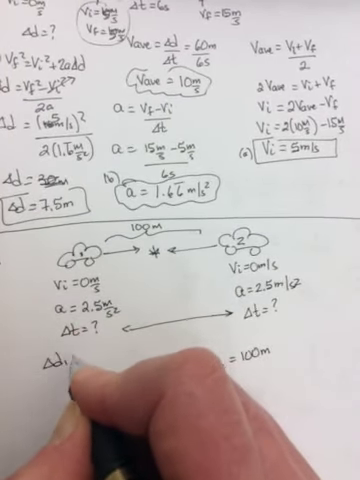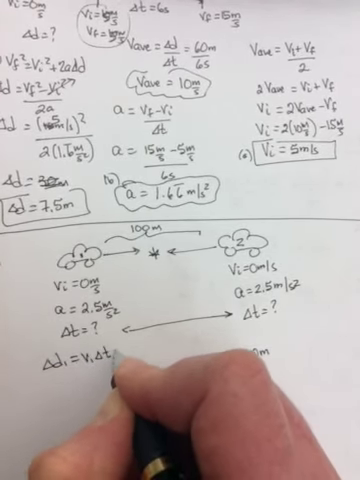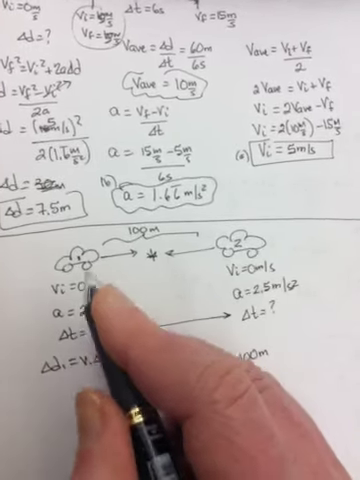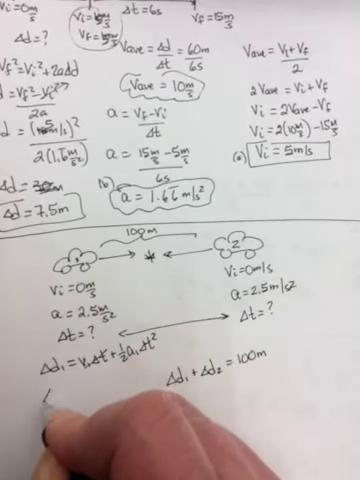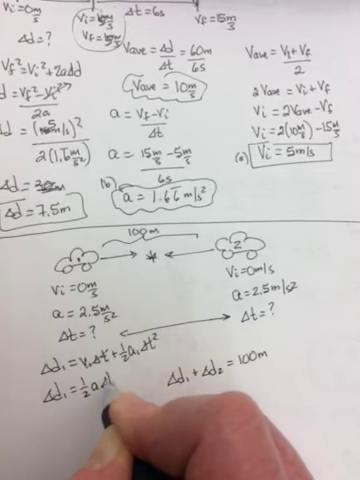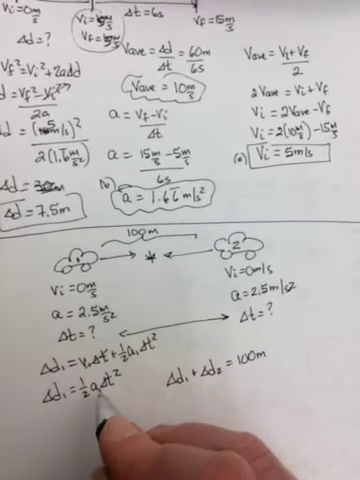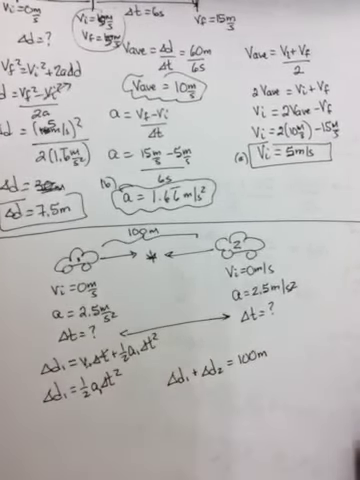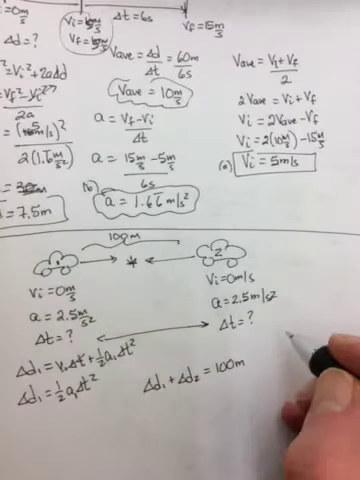So delta D1 we wouldn't know, but we would know it's equal to VI delta T plus 1/2 A1 delta T squared. Agreed? Because we could find it with the givens. And the VI is 0. So our delta D1 would be 1/2 A delta T squared. But the problem is I can't find this because I don't know the time and I don't know D1. I have two unknowns. And if I have two unknowns, it means I need two equations.